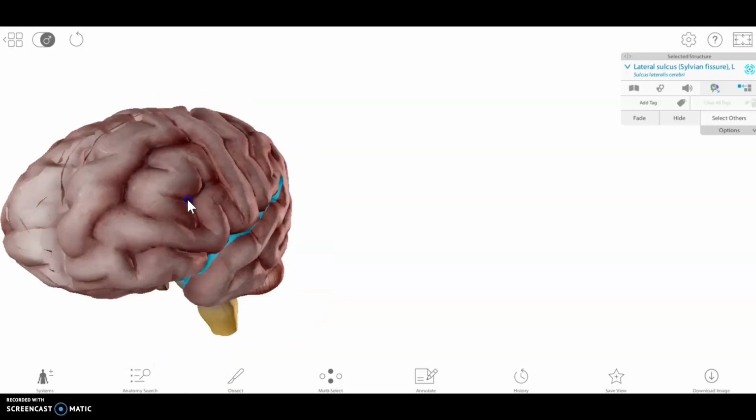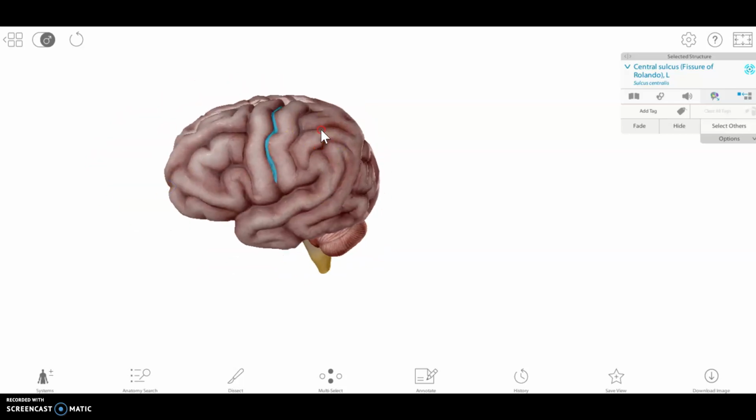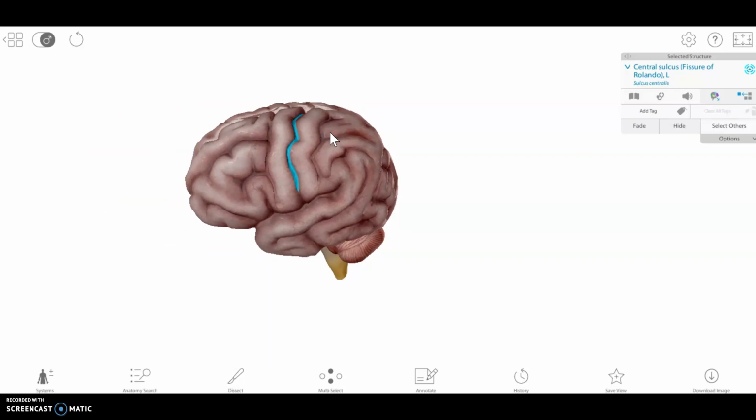Then you have your central sulcus. Okay, your central sulcus, right here that's highlighted in blue, divides your frontal lobe from your parietal lobe. So there's your frontal lobe, and then there's your parietal lobe. Okay, and then you have your post-central gyrus and your pre-central gyrus, so central sulcus, pre-central gyrus, and then post-central gyrus. Now when we talk about the functional areas, those are important functional areas.